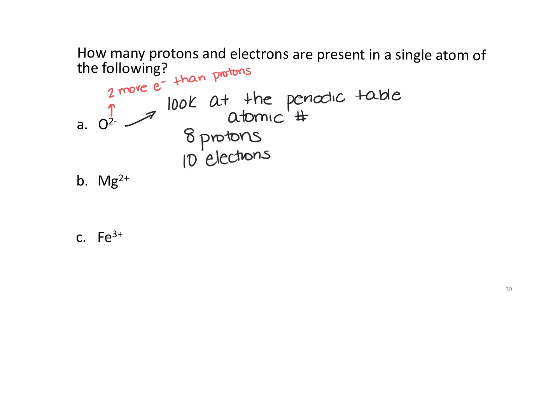You can always take the difference between these two and make sure that it gives you the -2. I think sometimes what throws students off is that electrons are negative. And so whenever you add an electron, you get a more negative number.